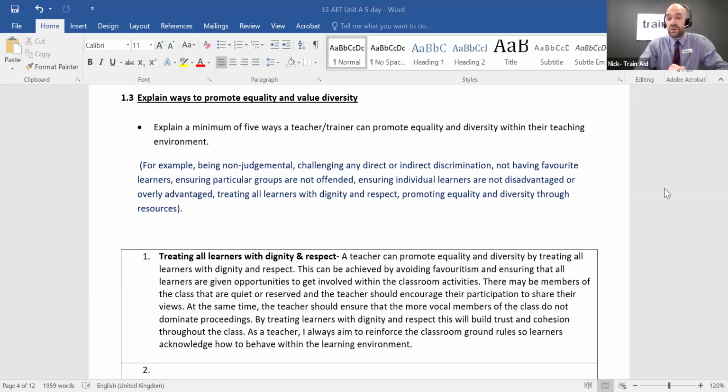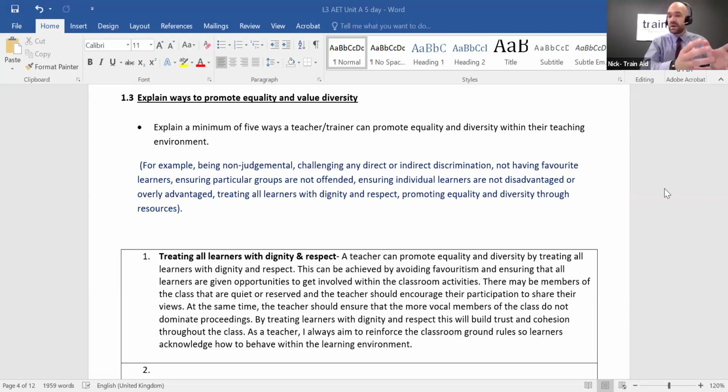In my opinion, promoting equality and diversity is a real integral way that you as a teacher can foster cohesion, a positive atmosphere, and a really strong rapport with your learners. If you can demonstrate that you're fully focused on promoting these two key terms, it's really going to help your learners to build that trust and that positive atmosphere as well.